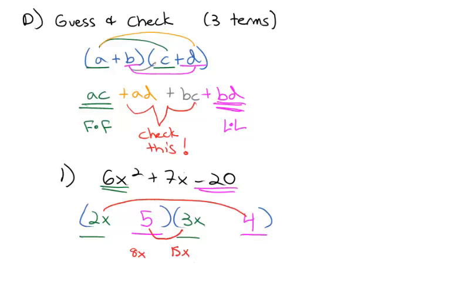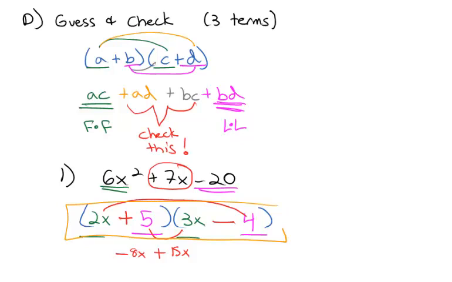Can we use 8x and 15x to get the 7x in the middle? Positive 7x. We can if the 15x is positive and the 8x is negative. So we'll make the 8 negative and the 5 times 3, 15 positive. And we now have factored our expression.